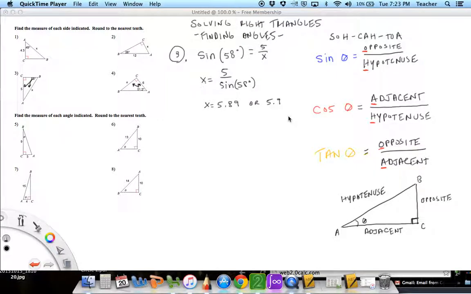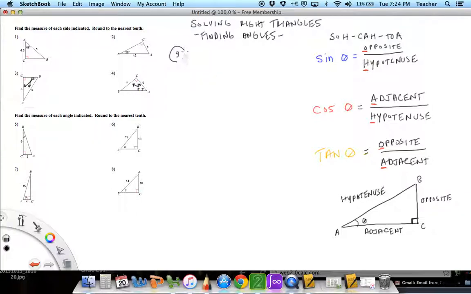All right, this is part two of solving right triangles, where we're actually going to be finding angles. Now, in my previous part one video I did not solve number three, so I went through and did solve number three, solving for a side length. If you did get this problem done, you can check to make sure you are correct. All right, so we've solved for a side length.